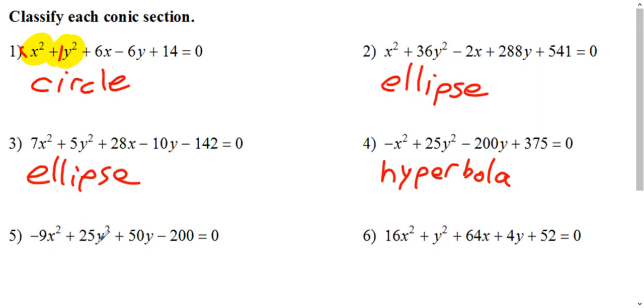Negative 9x squared, positive 25y squared. One negative, one positive, so that is also a hyperbola. And then 16x squared plus 1y squared, they're both positive, different numbers, so that is an ellipse.